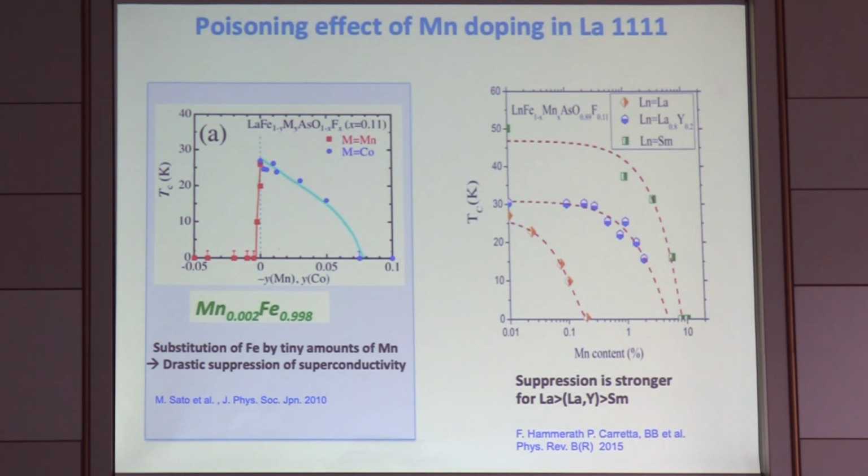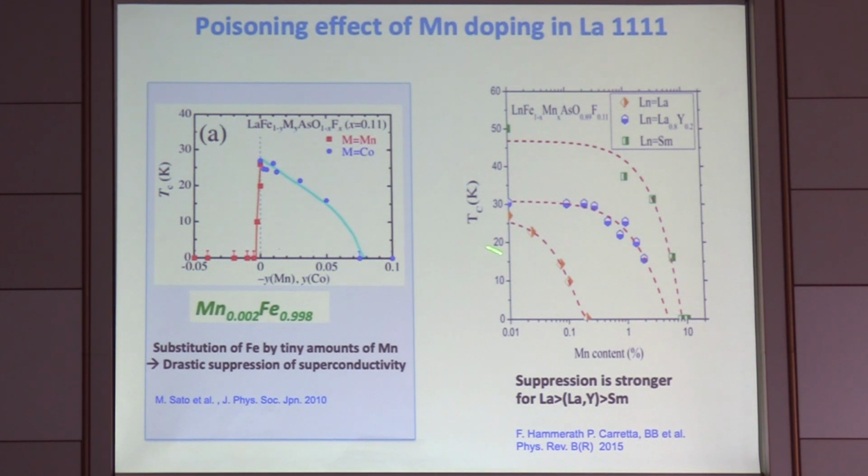Another example that these guys are really strange is what was called the poisoning effect, with impurities. If you start with an optimally doped compound here and add a ridiculously small amount of manganese, 0.2%, that's really nothing, you suppress superconductivity completely. And this, again, depends a little bit on the bandwidth. If you go to samarium, the concentration is a little bit higher. You can fine-tune the thing by sizes.